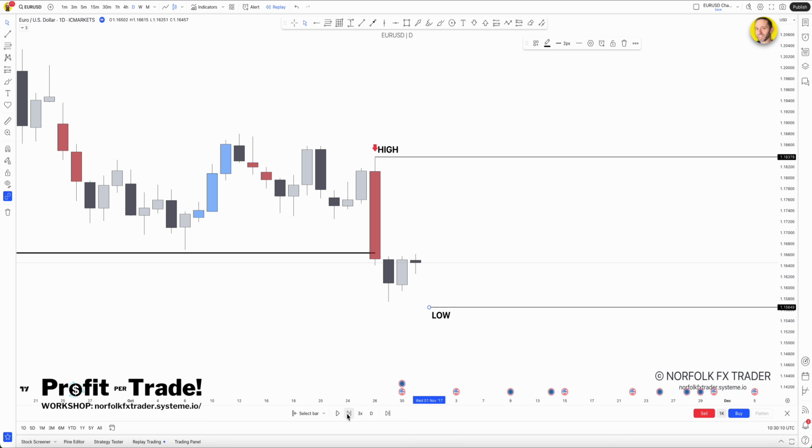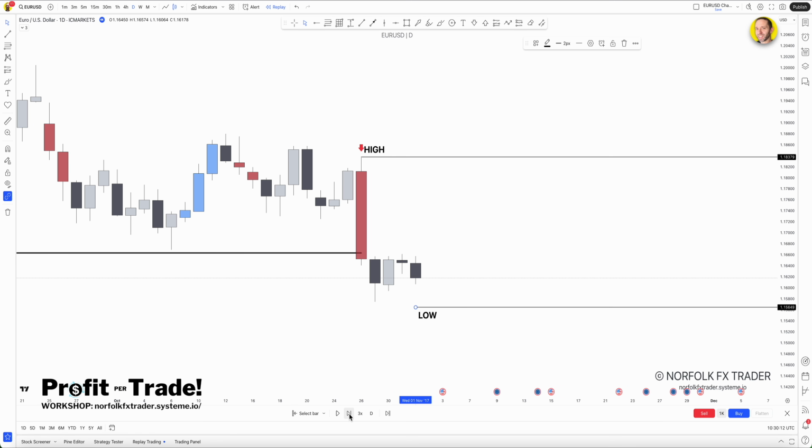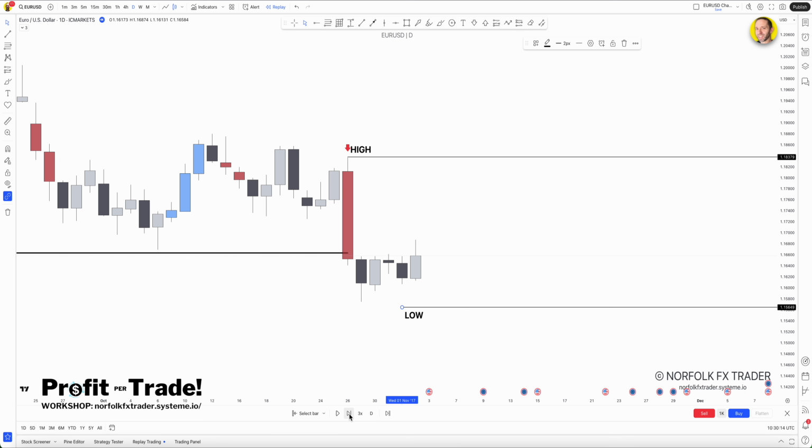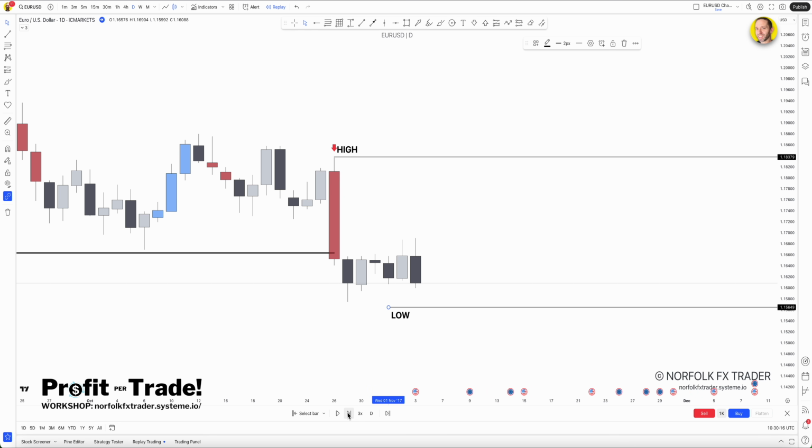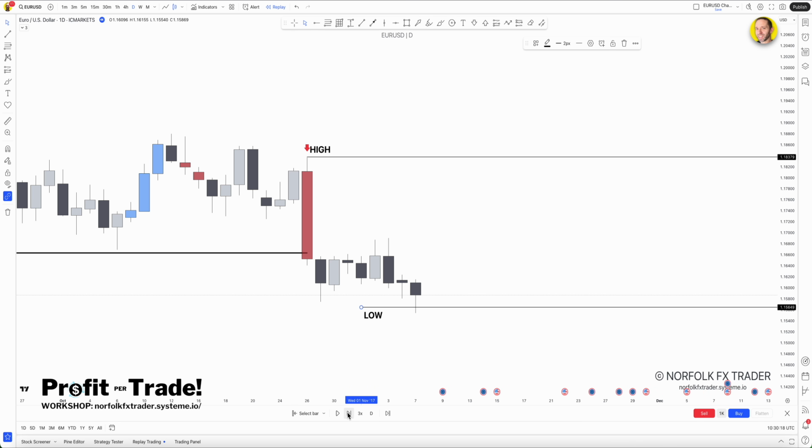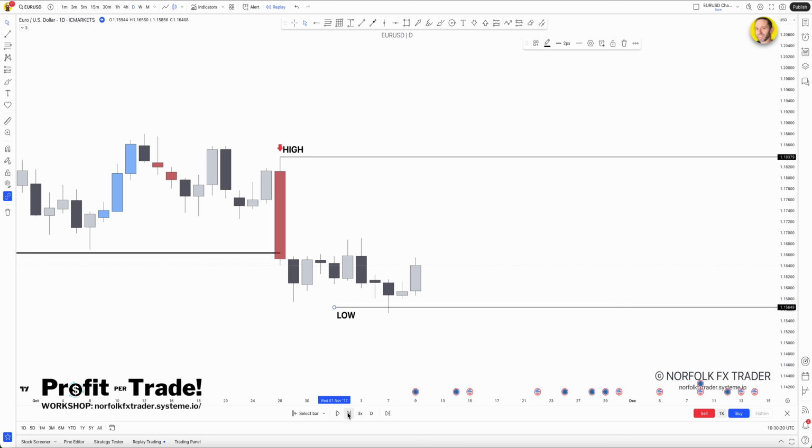So do we have a valid low? No, we don't. We still don't have one. Do we have one? No. We continue bearish. We still don't have a valid low. Okay, the market's going sideways. We continue to run lower.